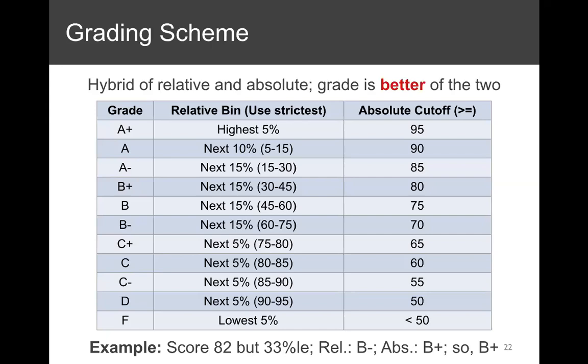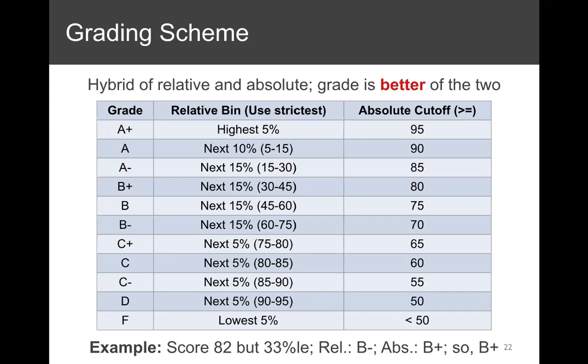Okay, so as an example, consider if your total score at the end of the class is 82 out of a total of 100, then in the absolute cutoff, 82 maps to a B plus grade. In the relative cutoff, let's say your percentile in the class is only 33 percentile, that puts you in a B minus bin. And so I take the better of the B plus and B minus, which is B plus, and so you will get the B plus grade.